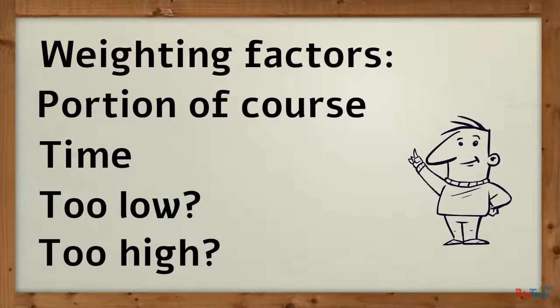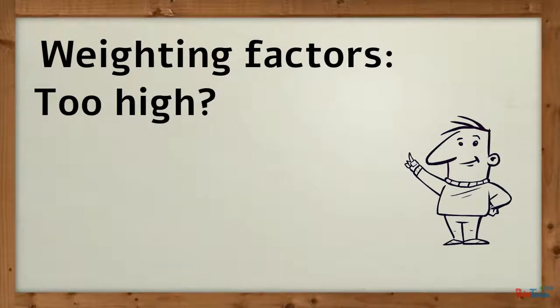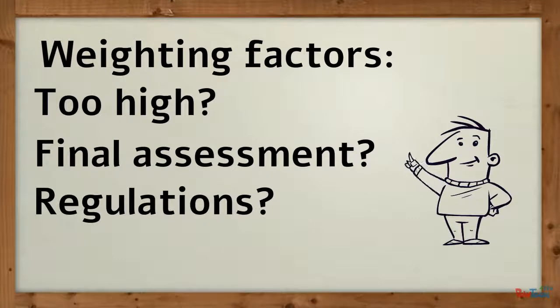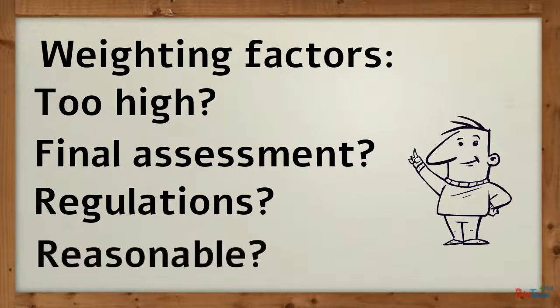One principle to keep in mind here is that it is not reasonable to expect learners to be able to successfully complete a significant assessment on the first attempt. Continuing with the list of factors. 5. Is the assessment the final assessment, and should it have the highest weighting? 6. Are there any regulations that you need to follow that will limit your choices? And finally, what would be a reasonable weighting for that assessment?